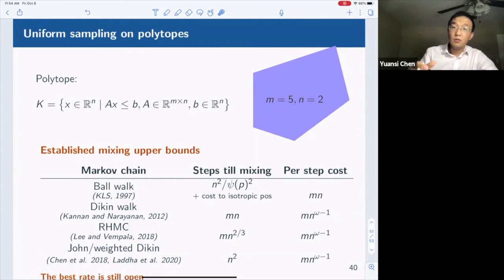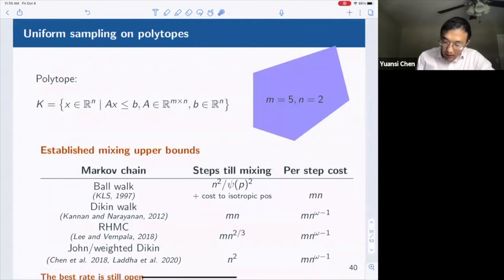The mixing time of this ball walk is just n squared divided by the isotropic KLS constant. So assume it's of order constant, of order one, then it's of order n squared mixing time, and the per iteration cost of the ball walk is very small. It's just m times n.